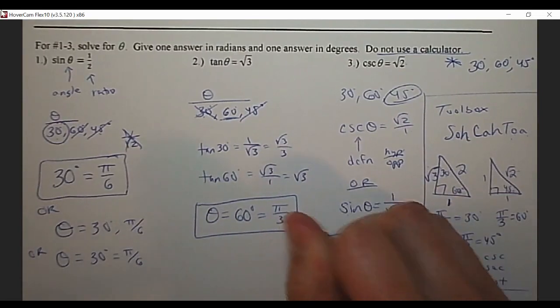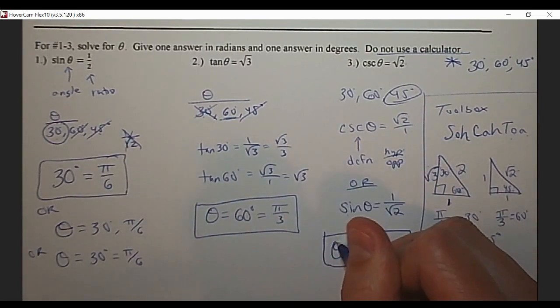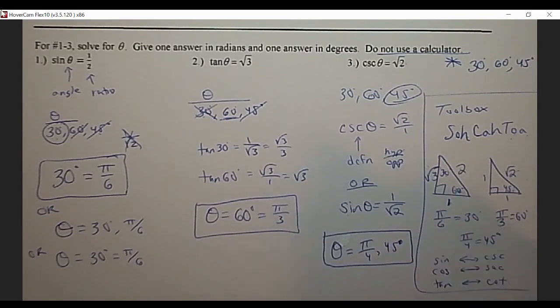And again, it doesn't matter if you write the radians first or the degrees first. Just make sure for degrees you put degrees on there. Okay. And I think I'll continue.